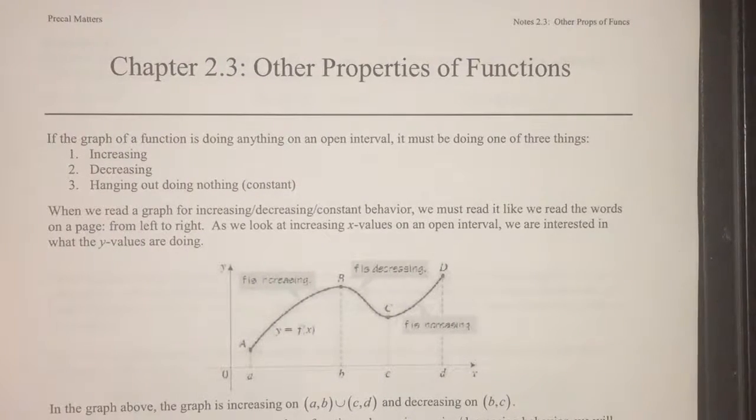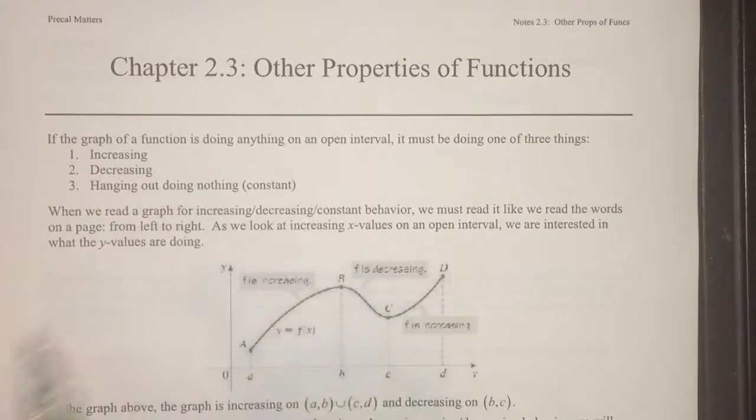Section 2.3 is going to talk about other properties of functions. Some of the properties we've already talked about are continuities and discontinuities, vertical asymptotes, horizontal asymptotes, holes, and basic shapes of end behavior of functions. Now we're going to add in some of the other types of properties of functions.